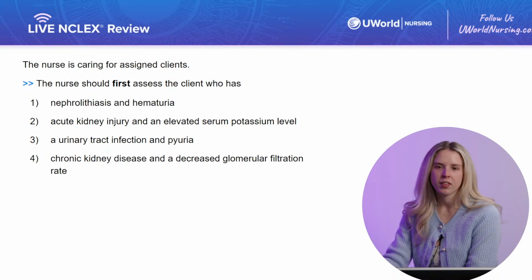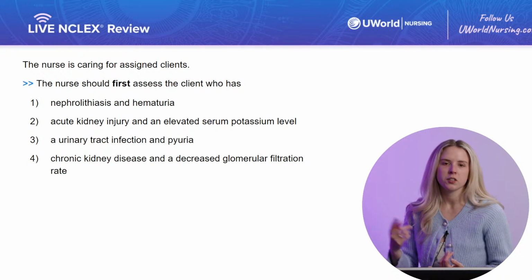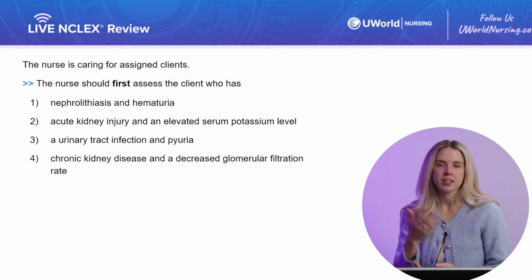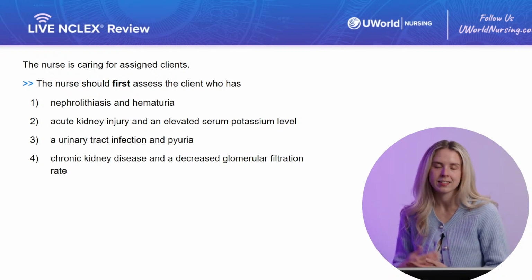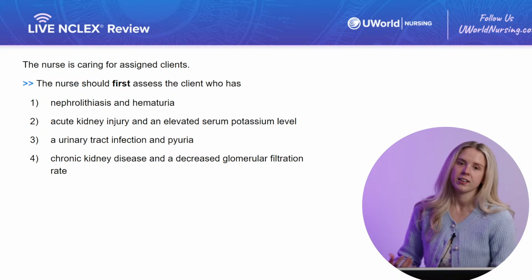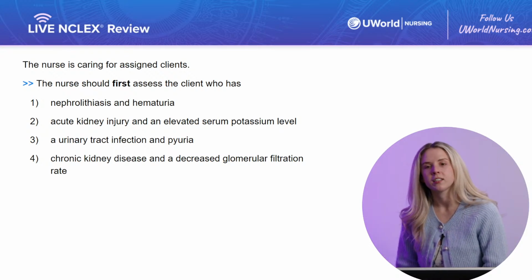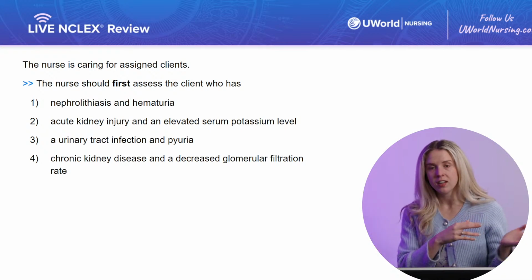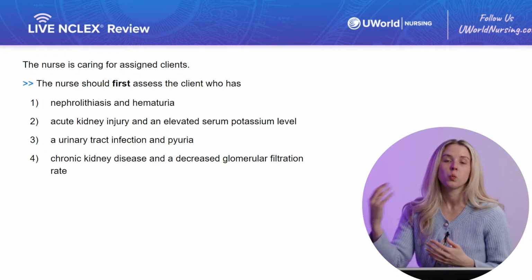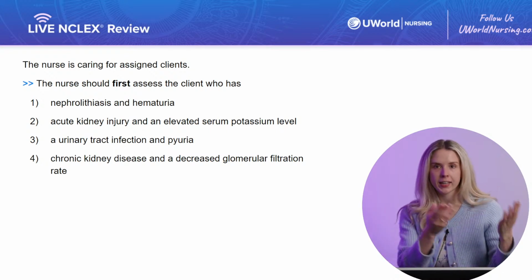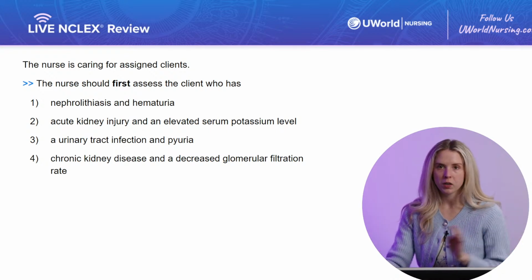Option 1, nephrolithiasis and hematuria. So this is just a kidney stone, and while they're very, very painful, hematuria is blood in the urine. We can see this in a kidney stone client. Of course, this is an unpleasant finding, but it's an expected finding. So another test-taking tip here is to try and filter through what is a complication that needs further intervention versus what is an expected finding. So we would expect to have a little blood in the urine in a kidney stone client, so option 1 can be crossed out.